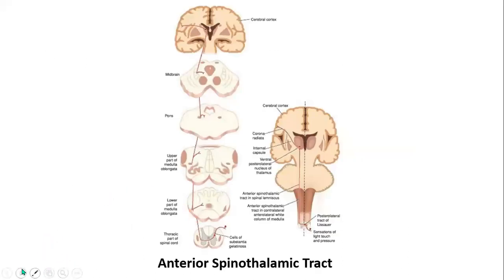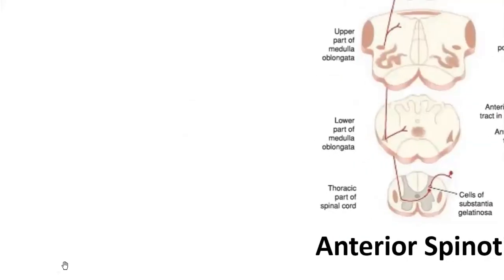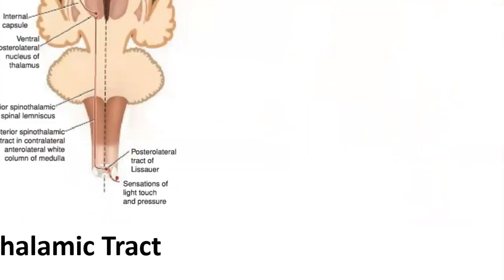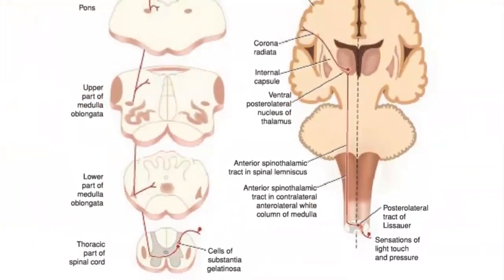Now I have to enlarge this picture as well for your quicker and better understanding, because this, for example, posterolateral tract of Lissauer, sometimes gets difficult for some students to understand. This is the sensation of light touch and pressure. This is the first order neuron, which is a dorsal root ganglion. These fibers going upwards form the posterolateral tract of Lissauer. Fibers going upward one or two segments in the spinal cord level, going to the substantia gelatinosa, which is the second order neuron.